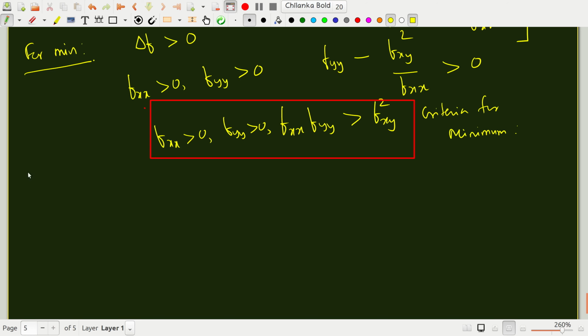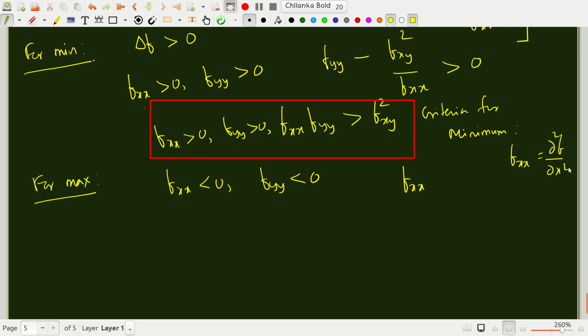Now let's look at the maximum. For a maximum, you have fxx less than 0 and fyy less than 0. Remember that fxx is nothing but partial squared f by partial x squared, fyy is partial squared f by partial y squared, and so on. So you can write this as minus mod fxx because it's negative, and similarly fyy is minus mod fyy.